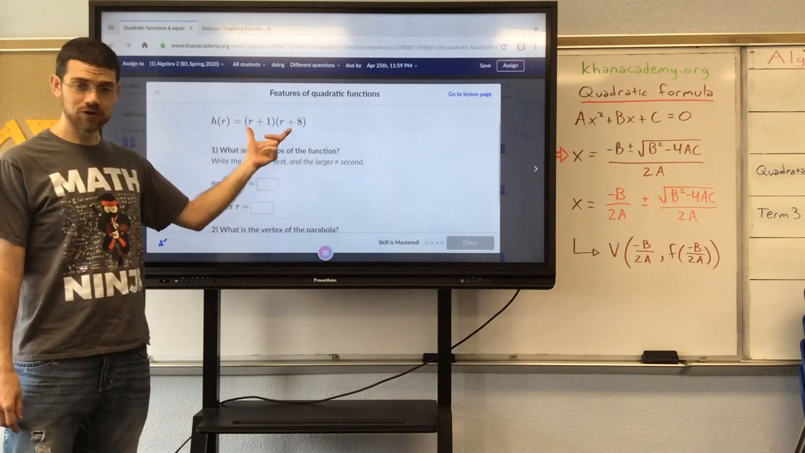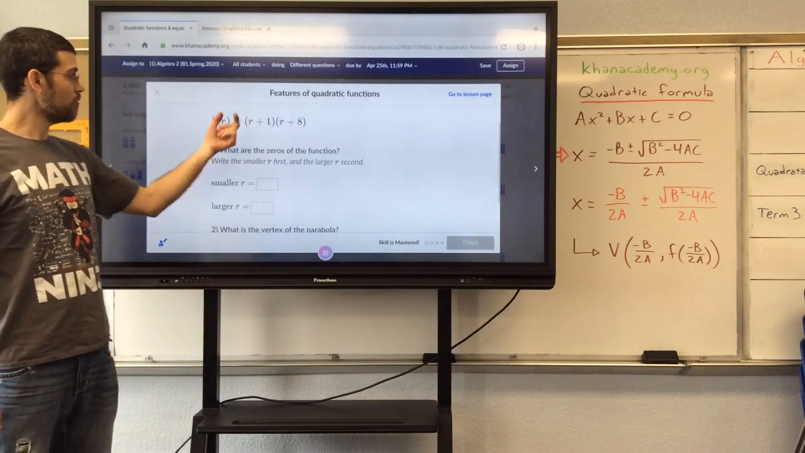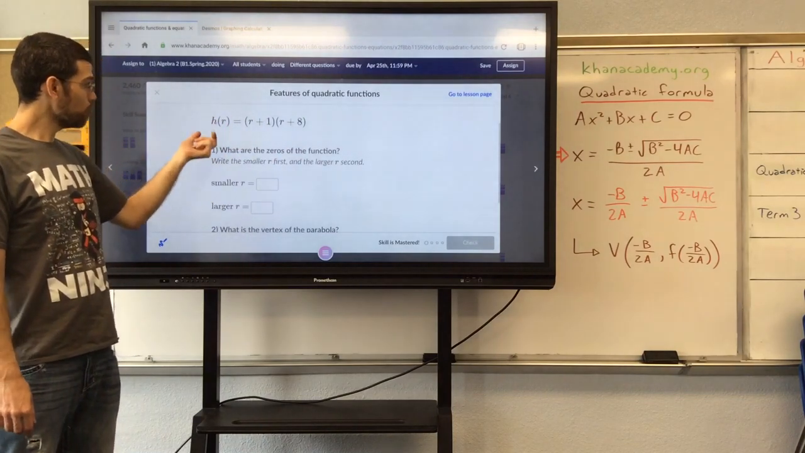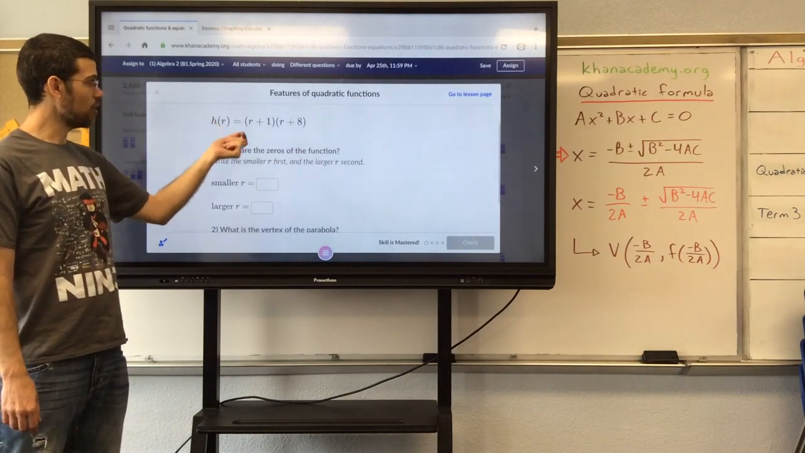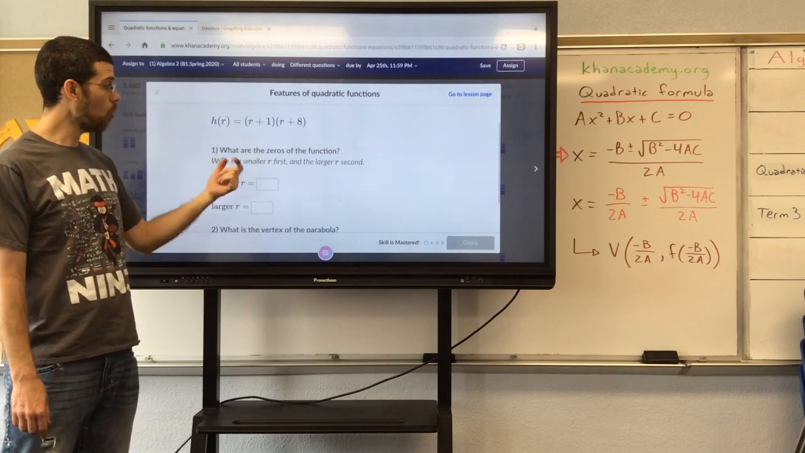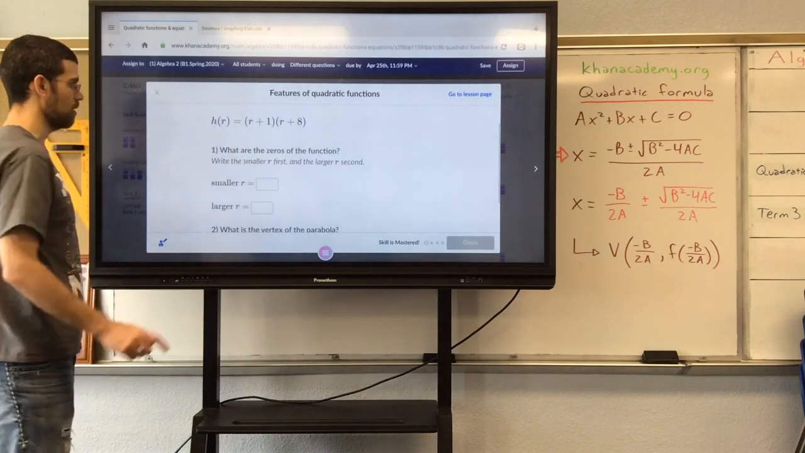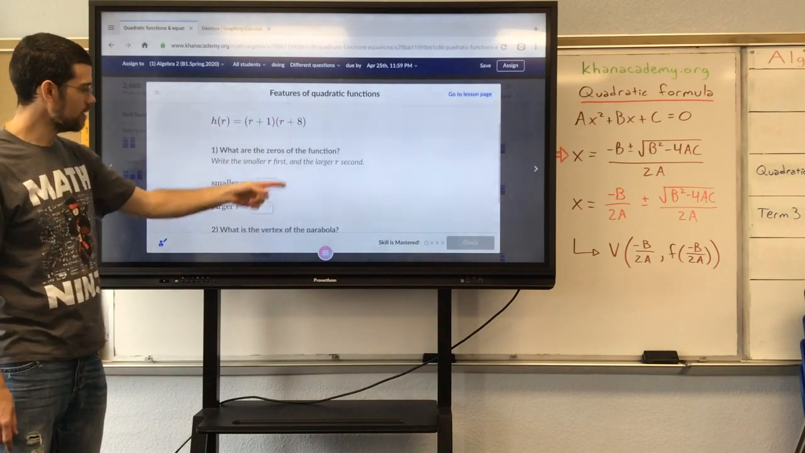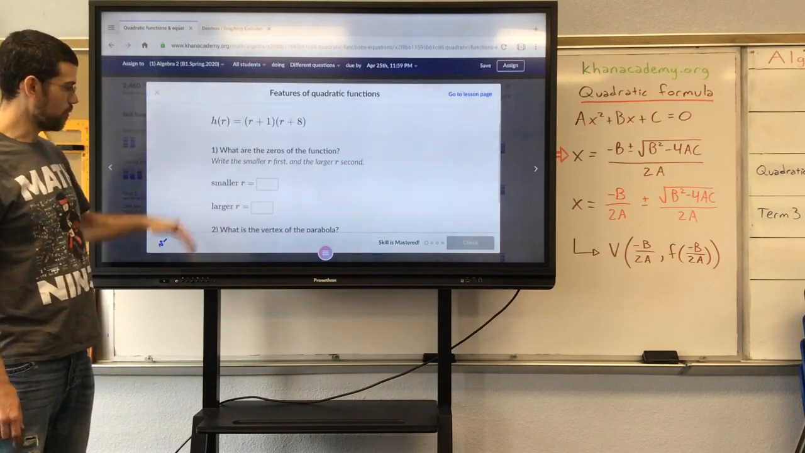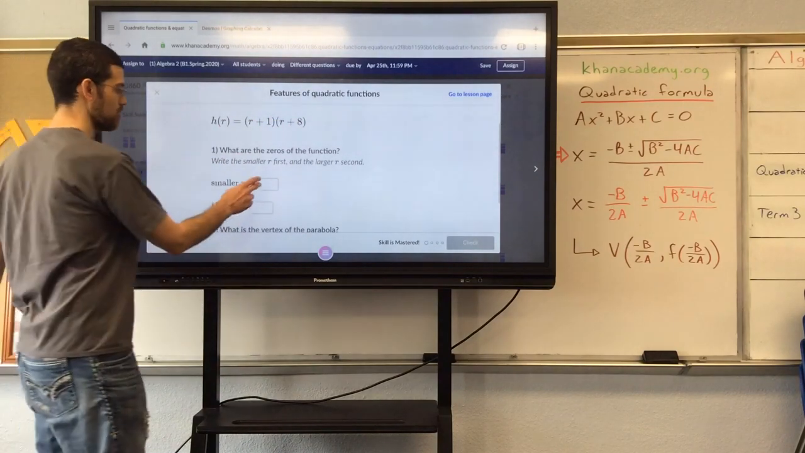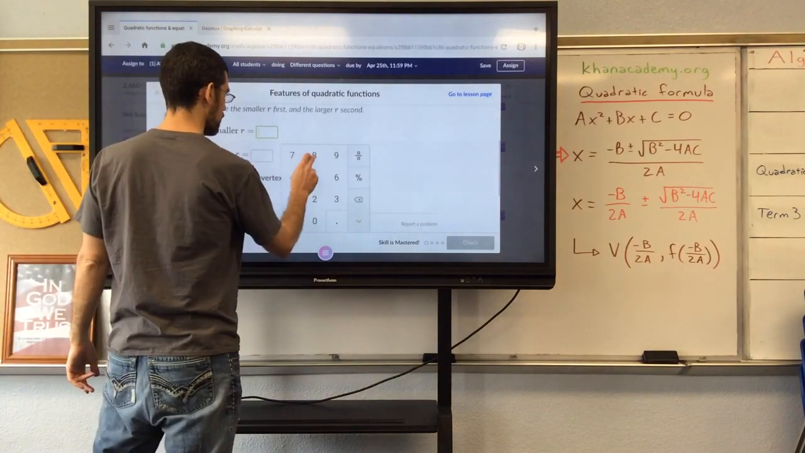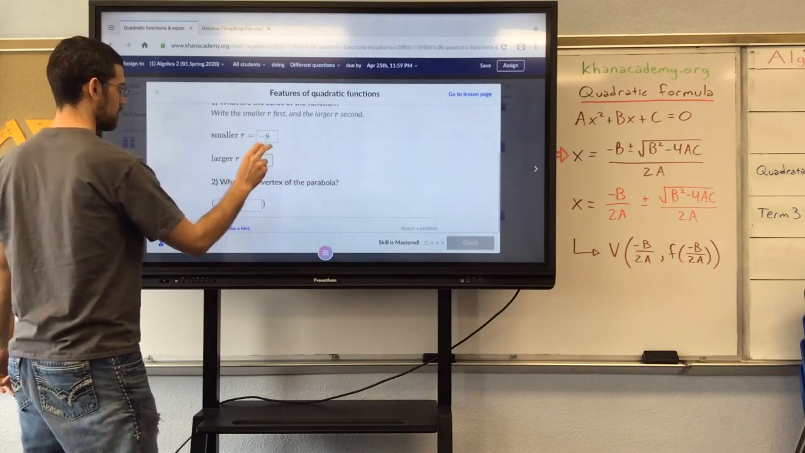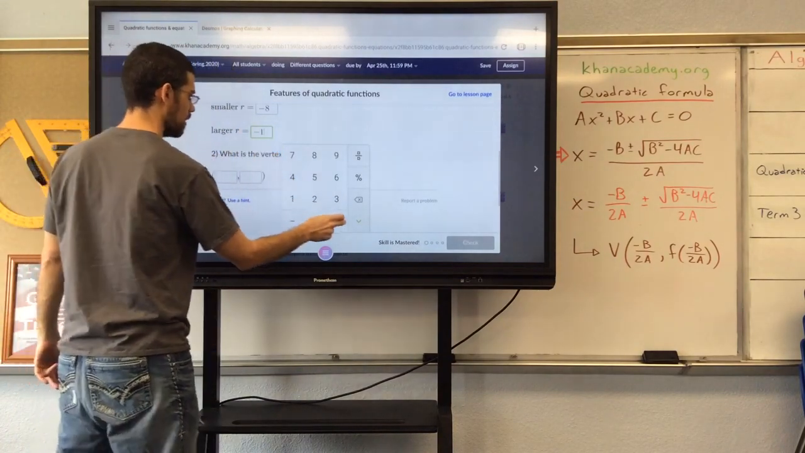Well, when you're in factored form, the zeros are very simple. If one of the factors is 0, then when you multiply, the output is 0. So the function value will be 0 if r plus 1 is 0, or if r plus 8 is 0. So in this case, if r were -1 or -8, the output would be 0. Which is smaller? -8 is smaller, so we'll put -8 here. -1 is larger than -8, so we'll put that there.